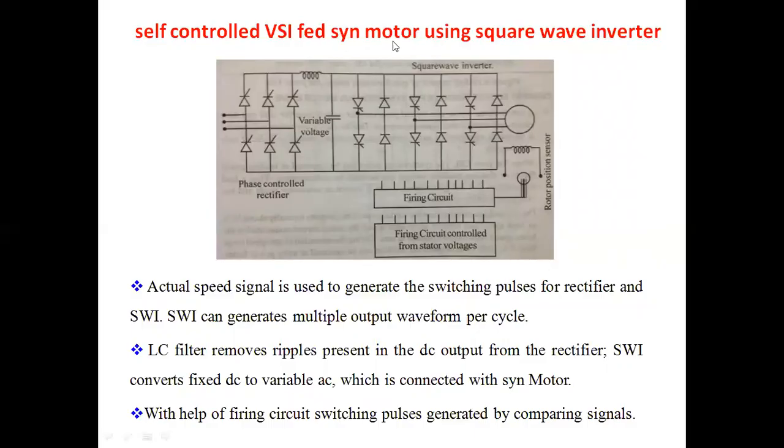Then VSI fed synchronous motor. Under VSI we are using a square wave inverter, so it can generate only a single stepped output waveform per half cycle. Now see the diagram.